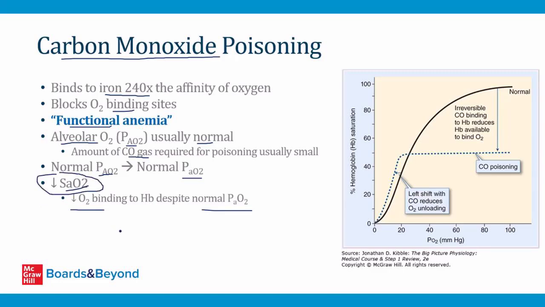And this is sort of the one exception to the rule that SaO2 and PaO2 usually go together. They almost always go together, but carbon monoxide is an exception where you can have a normal PaO2, but your SaO2 is reduced because of the carbon monoxide gas. And over here is the oxygen hemoglobin dissociation curve and how it's affected by carbon monoxide poisoning. And I go through this in detail in the video on hemoglobin.